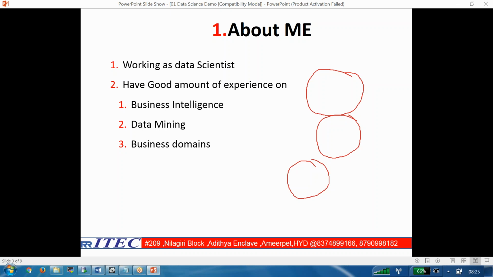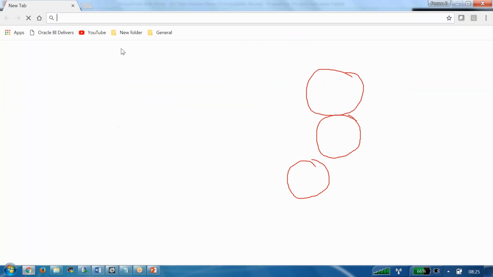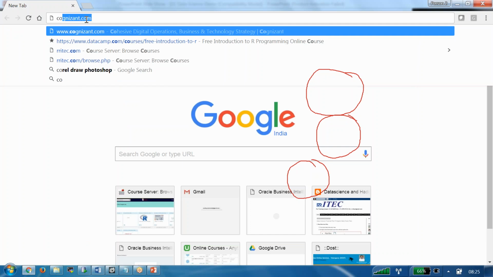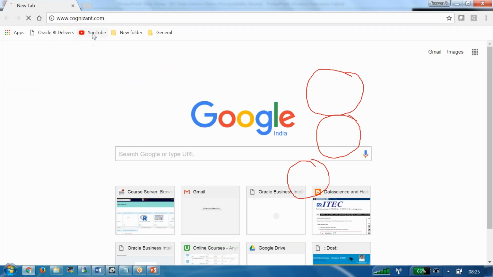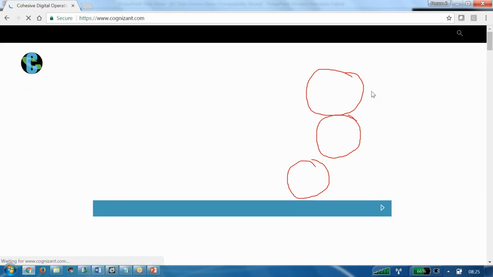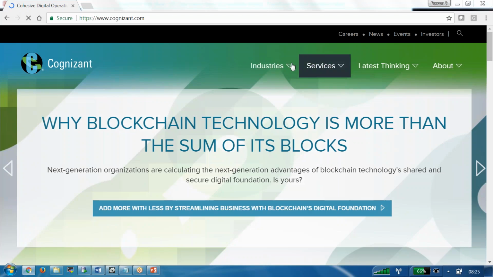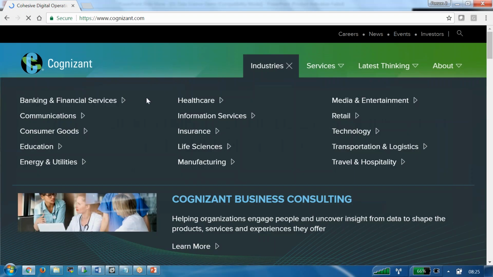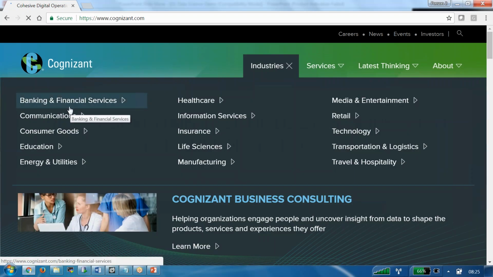That's how we are going to analyze it. Right. That's where the business domains is. If we go to any one website, let me open one of them, cognizant.com. On the first page, what is this? Industries. What is this? Banking and financial services. That is called one business domain, or one vertical, or one industry.